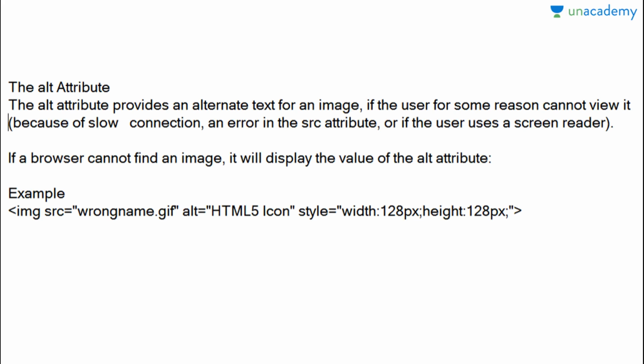Now moving forward, we define what the alt attribute is. The alt attribute provides an alternate text for an image if the user for some reason cannot view it. So this is the theory part of the alternate attribute. Like you have given an image of a smiley, but you are not able to view the smiley, so the alternate text smiley will be displayed. For example, here in the example we have img src equals to wrongname.gif, alt is equal to html5 icon, style is equal to, in double quotes, width colon 128px semicolon, height colon 128px semicolon. This is how we define the alt attribute.